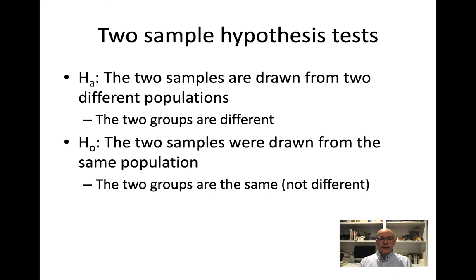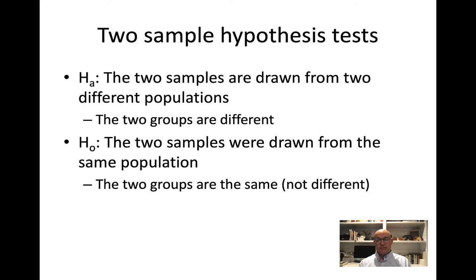The null hypothesis is H0. The research hypothesis is HA. So in all two-sample hypothesis tests, HA, the research hypothesis, is that the two groups are different. The two samples are drawn from two different populations. The null hypothesis is that the two samples are drawn from the same population, or in other words, the two groups are the same.